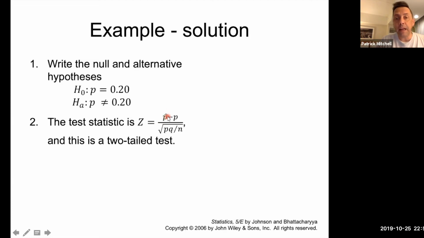Minus the population proportion in this case, which is the mean of that sampling distribution. And then we divide by the standard error, which is the standard deviation of the sampling distribution. And that's given by the square root of P times Q divided by N. And it is a two-tailed test because in the alternative hypothesis, you have not equals, right?